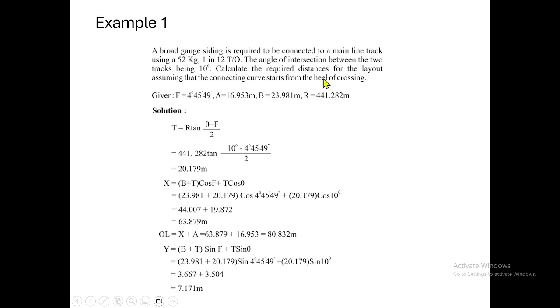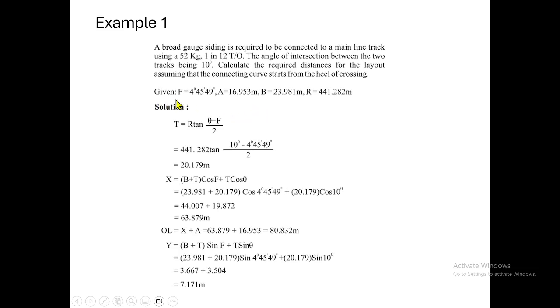Some example is also given here. A broad gauge siding is required to be connected to a mainline track using 50 gauge 1 in 12 turnout. The angle of intersection between the two tracks being 10 degrees. It is more than the 1 in 12 crossing angle. That 1 in 12 crossing is 4 degree 45 49, whereas the inclination angle is 10 degrees. So calculate the required distances for the layout, assuming the connecting curve starts from the heel of crossing. The given data are the angle of crossing, the A distance and B distance, and the radius of the connecting curve.